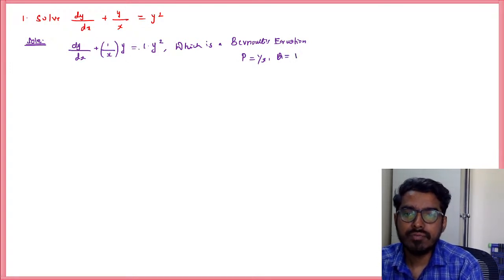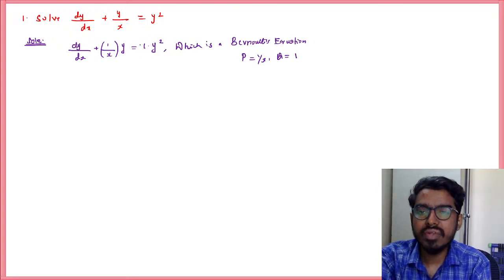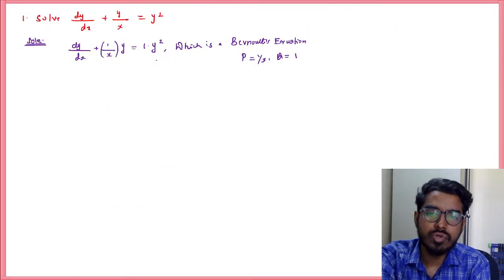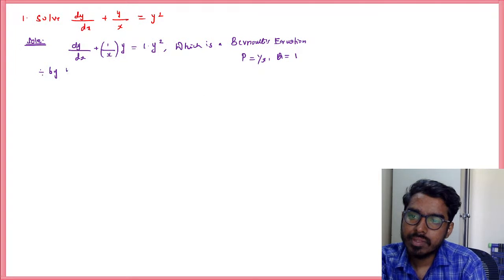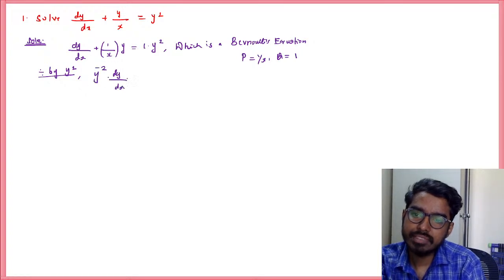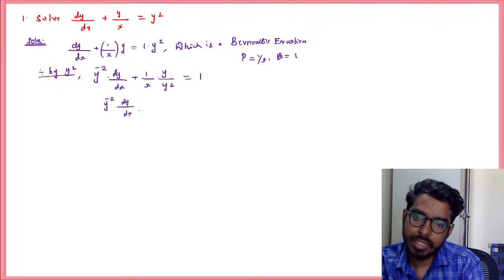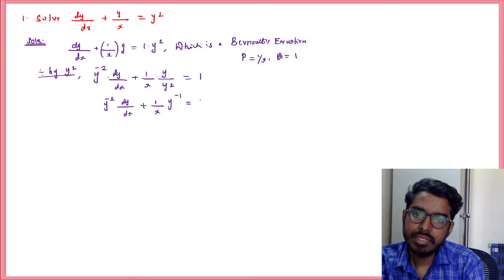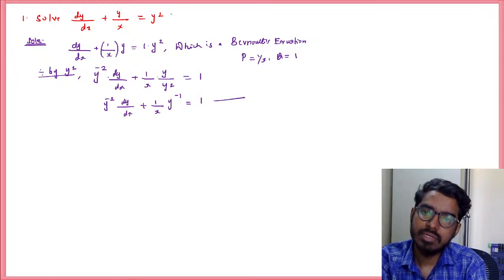What you have to do? Whatever the term, the RHS part, we have to divide by y square here, right? Usually we divide by y power n. Here our n is 2. So I'm going to divide by y square, right? So we divide by y square, we will have y power minus 2 dy by dx plus 1 by x, already we have y, so I'm dividing by y square, is equal to 1, right? So we have y power minus 2 dy by dx plus 1 by x y power minus 1 is equal to 1, right? Let us call this equation number 2.